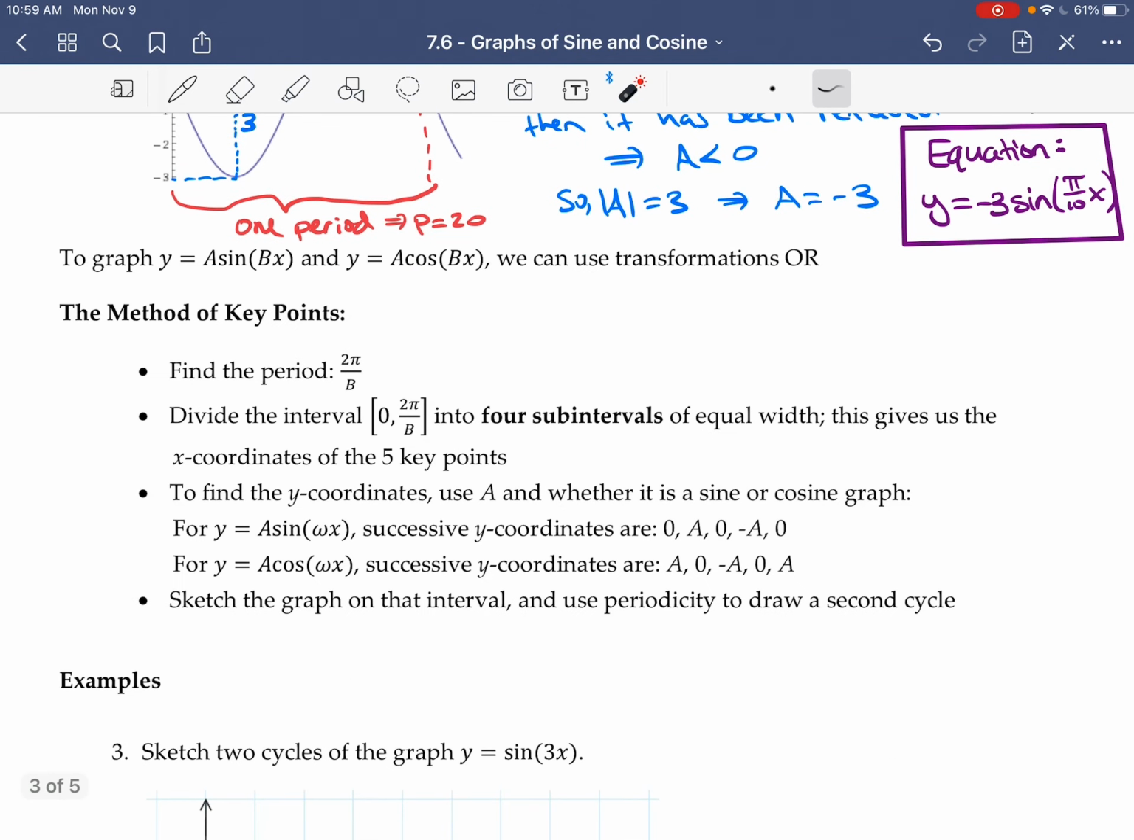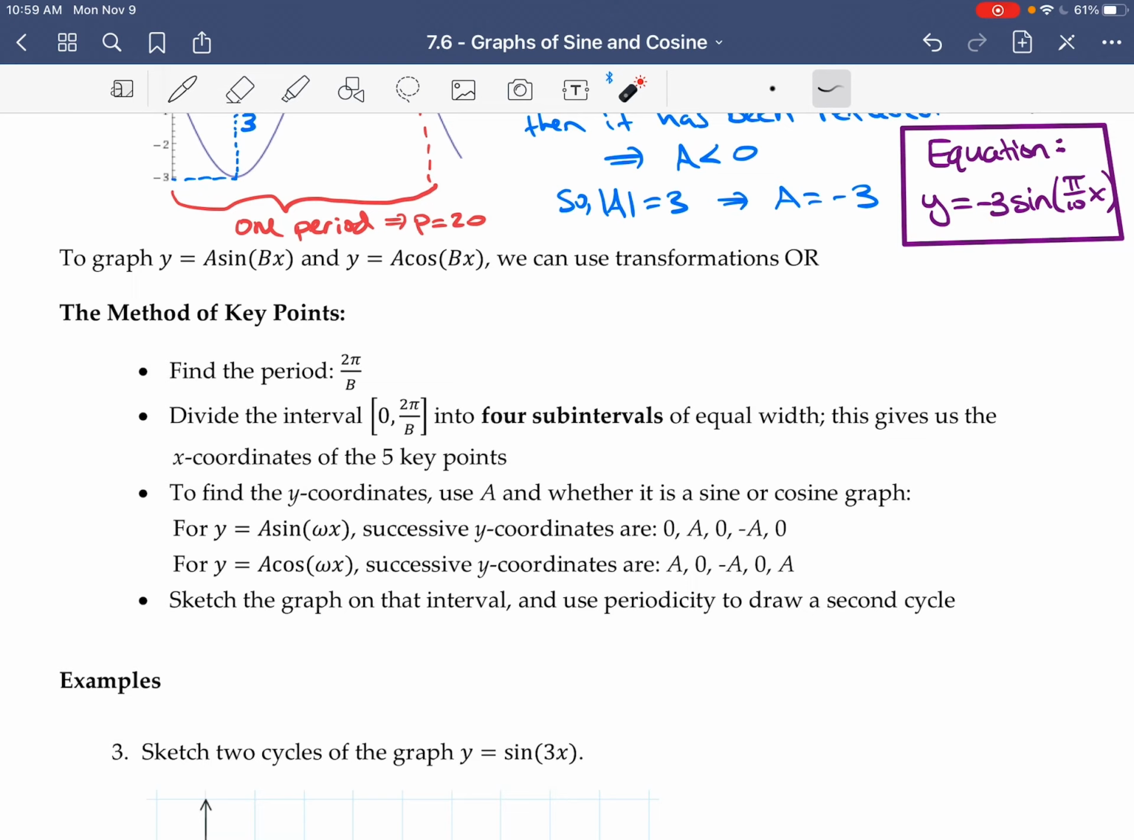Now, to graph something like this, you can use transformations, or you can try and break it down. So find the period, divide the interval, so do 1 period into 4 subintervals of equal width, and then we're going to use 5 key points. So that is like the 5 points on the unit circle, so there's 4 points on the unit circle, but you use the first one twice.